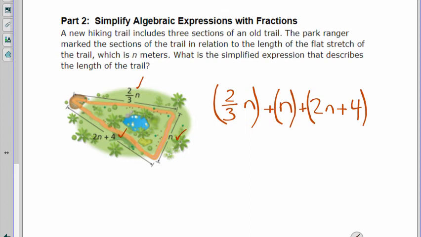So how many n's do I have? Well, I have 2/3 of an n, plus 1 more n, that's 1 and 2/3 n, plus another 2 n's, that's 3 and 2/3 n if I put those together. 3 and 2/3 n. Plus, so I've taken care of this and this and this. Now I just have this 4 here, plus 4.